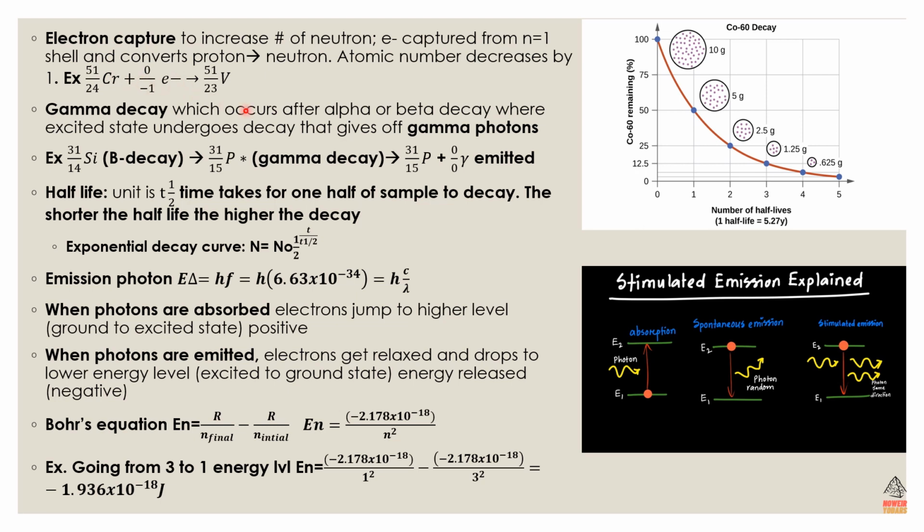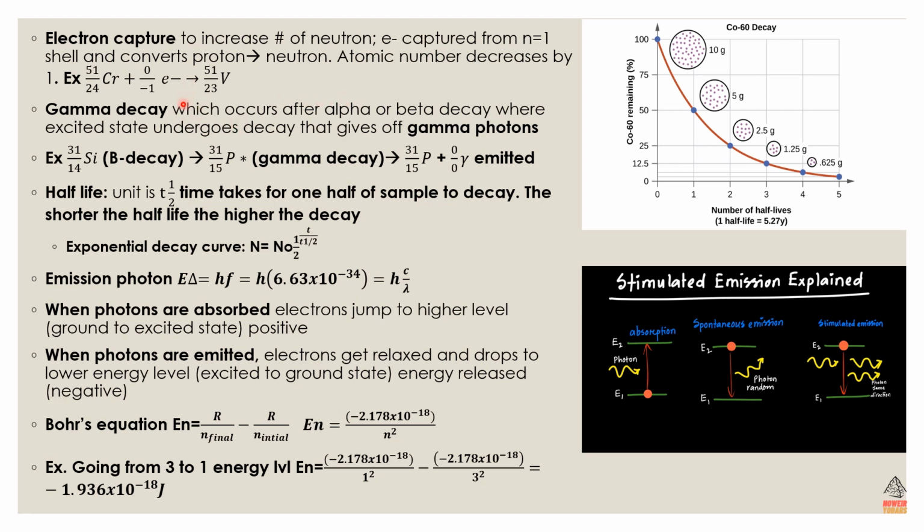Next, you have electron capture, in which you want to increase the number of neutrons. So how do you do that? The electron is captured from the nearest shell, so that's the N1 shell, and it converts a proton into a neutron, and the atomic number decreases by 1. So basically electron capture is kind of similar to a beta positive decay, but it uses an electron instead of a positron. So here it uses an electron and converts a proton to a neutron. No positron gain, no electron gain. Actually, the electron is used.